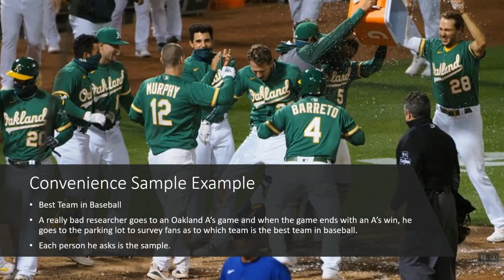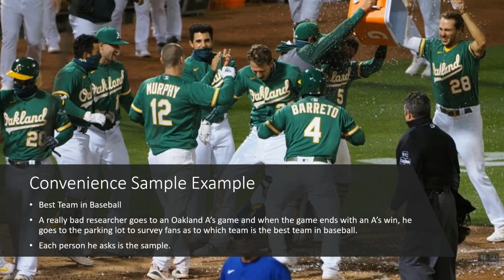All right, and the last one here, convenience sample. This is, again, another one of the bad ones. So the best team in baseball. A really bad researcher goes to an Oakland A's game, and when the game ends with an A's win, he goes to the parking lot to survey fans as to which team is the best team in baseball. Each person that he asks in that parking lot is his sample. This is not a good way to take a survey.